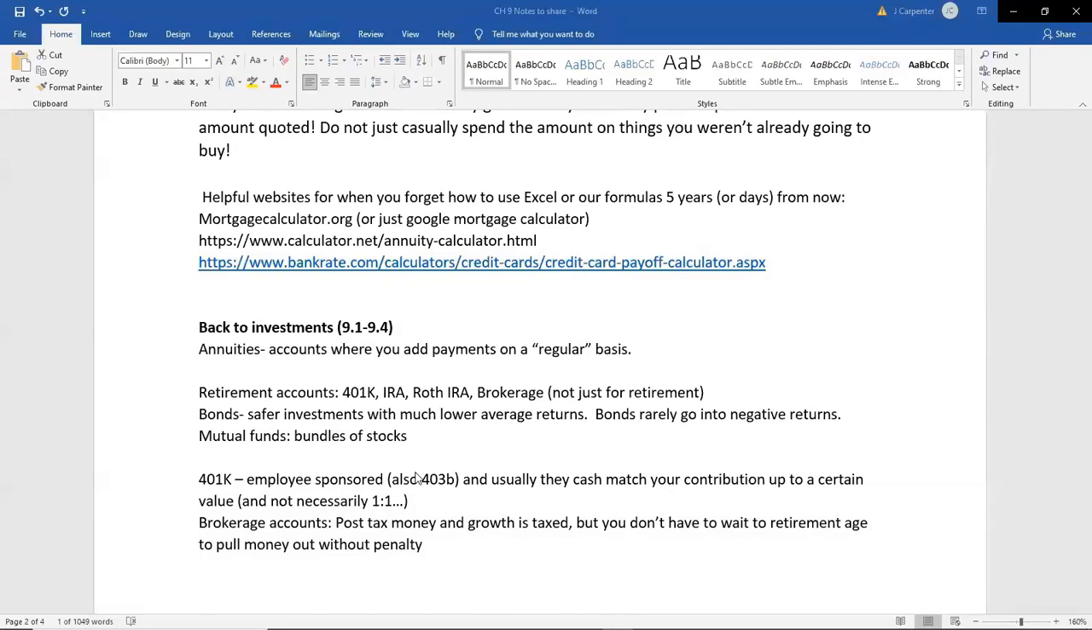All right, so 401k, this is employer based. So you have to have a job to get a 401k.